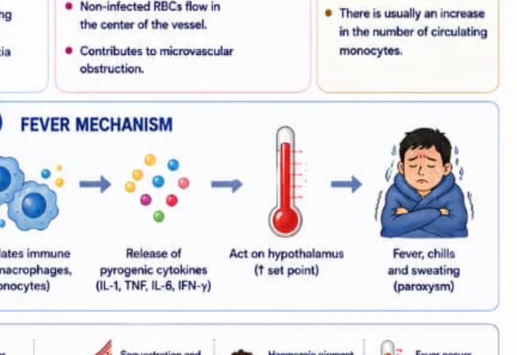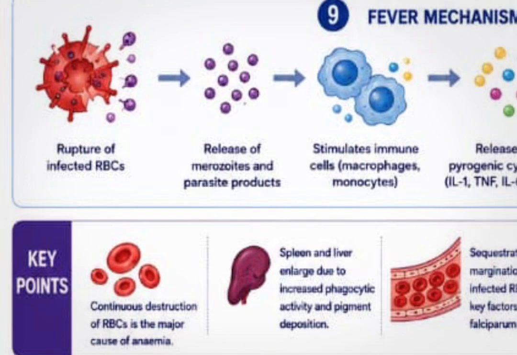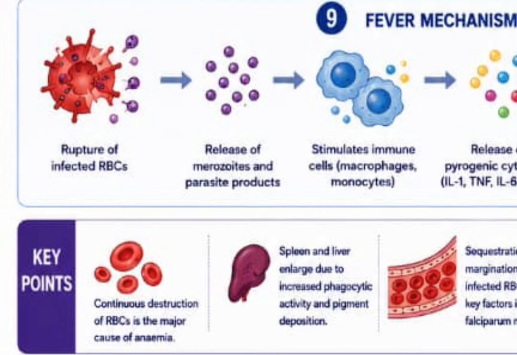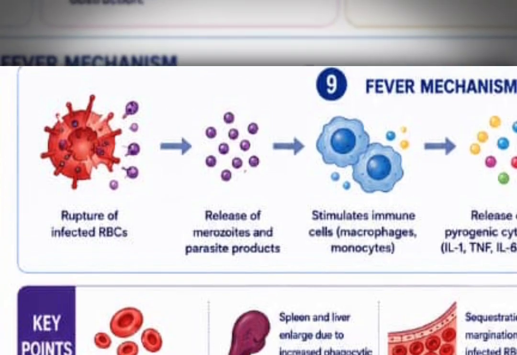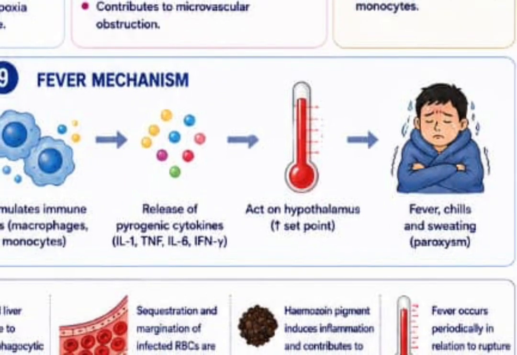So remember, a merozoite from the liver forms a trophozoite. Trophozoite ruptures, forms a merozoite. Merozoite releases chemotaxin, causing what we call immunity, whereby white blood cells come to the site. When they come to the site, what happens? They release pro-inflammatory cytokines, which are pyrogenic cytokines, which bind to the hypothalamus to increase the hypothalamic set point, causing fever, chills, and sweating.